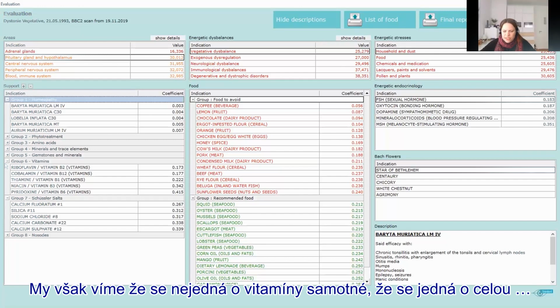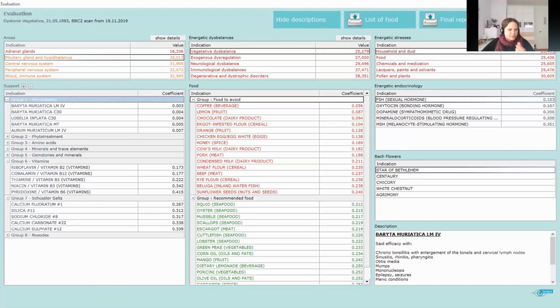So we know that these vitamins are not the vitamin itself, it's always the whole, like it's called, the regulation. Regulatory system? Yeah, loop, yeah. Both perfect.